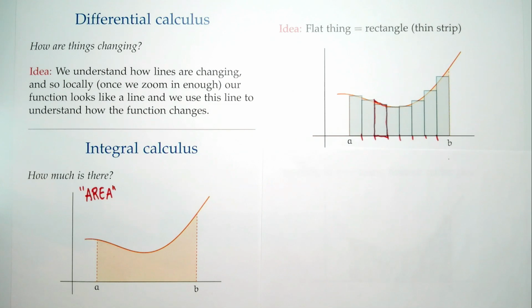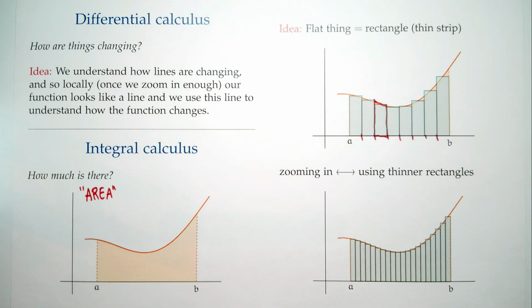Now, it's not an exact thing, it's an approximation. Just like when you zoom in on a curve, it's not exactly flat. There's still a little bit of a bend to it. But we can get better. So what do we do to zoom in here? What's our idea? In other words, a better approximation. What should we do? More rectangles. So if you want to get a better approximation to the area, you use thinner rectangles. And the more rectangles you use, the better your approximation gets.